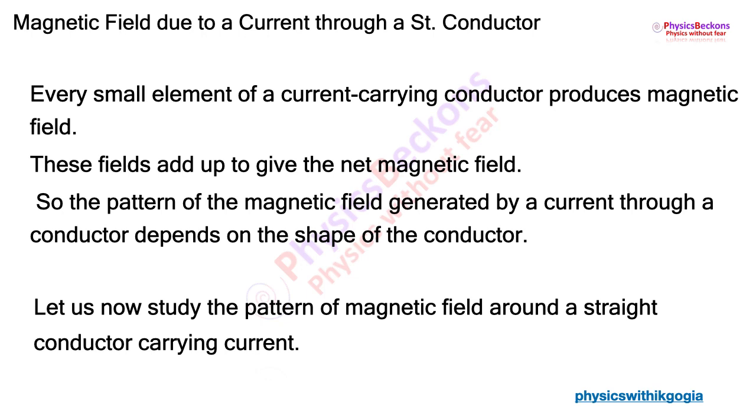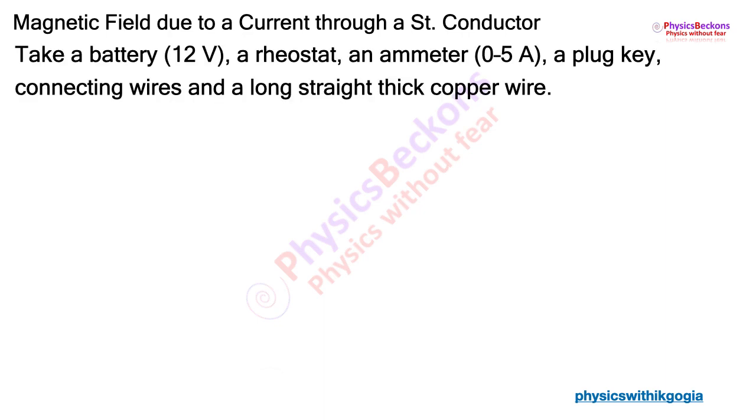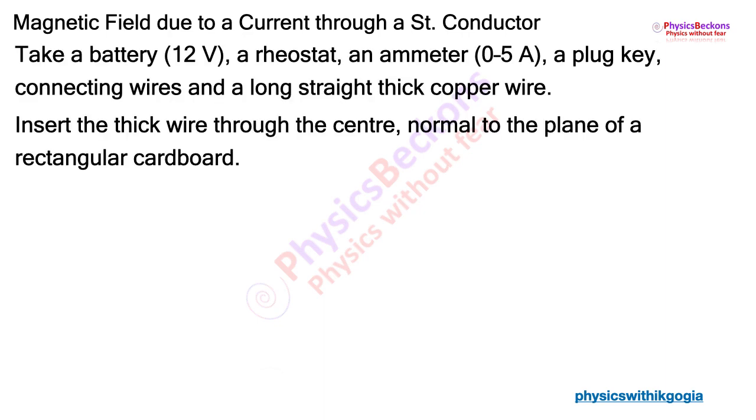The pattern depends on the shape in which you keep the current carrying conductor. It is different for a straight conductor, circular conductor and solenoid. Let us first of all study the pattern of magnetic field lines around a straight current carrying conductor. Let us take a battery of 12 volts, a rheostat, an ammeter measuring 0 to 5 ampere, a plug key, connecting wires, and a long straight thick copper wire as shown.